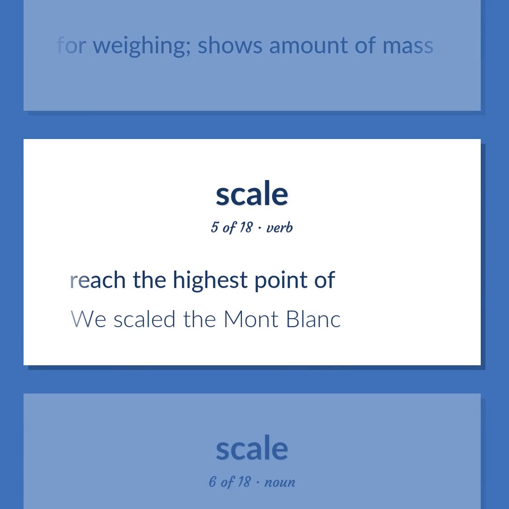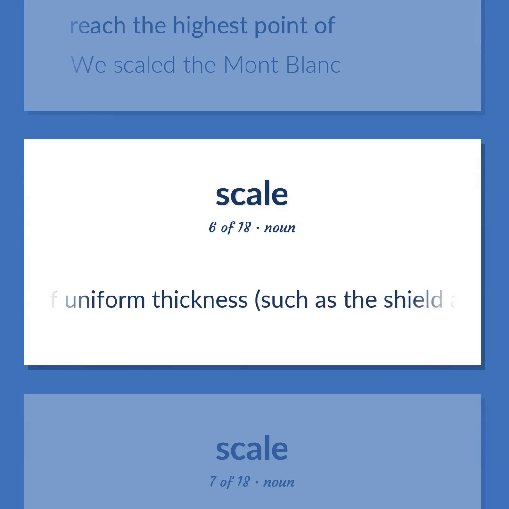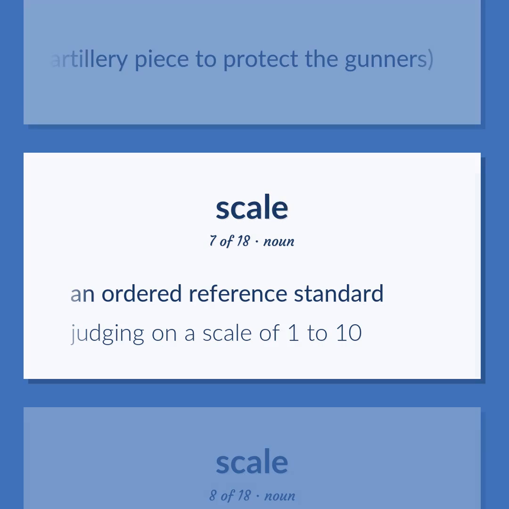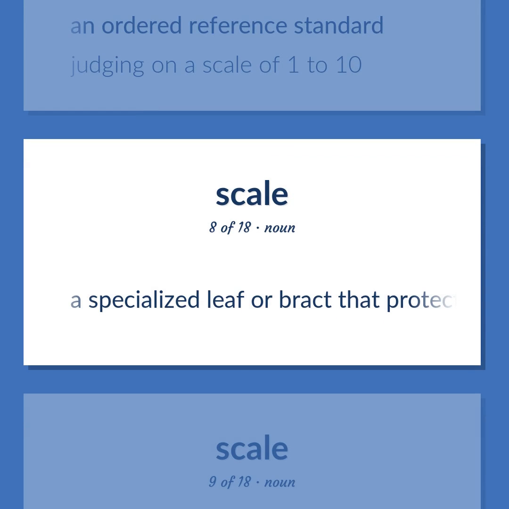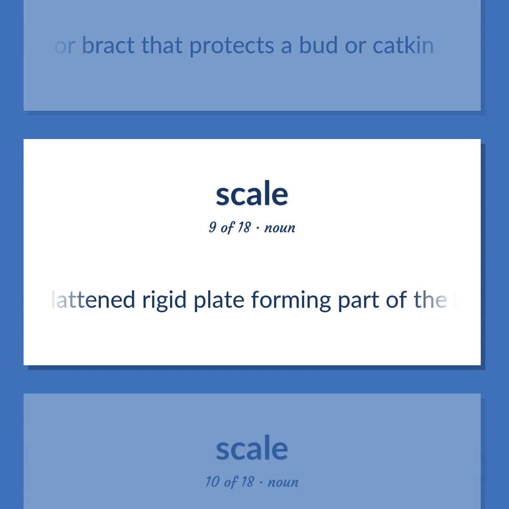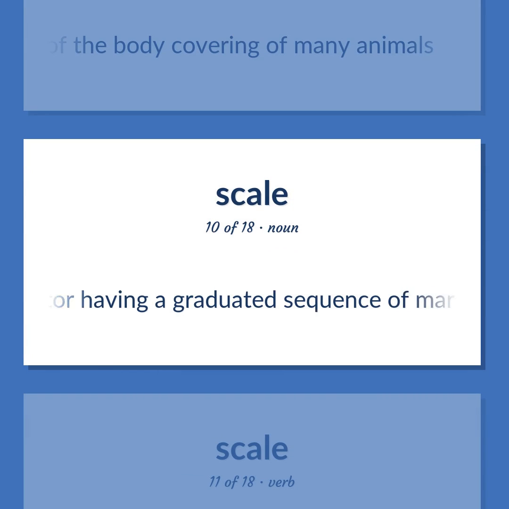Reach the highest point of. We scaled the Mont Blanc. A metal sheathing of uniform thickness, such as the shield attached to an artillery piece to protect the gunners. An ordered reference standard. Judging on a scale of 1 to 10. A specialized leaf or bract that protects a bud or catkin. A flattened rigid plate forming part of the body covering of many animals. An indicator having a graduated sequence of marks.